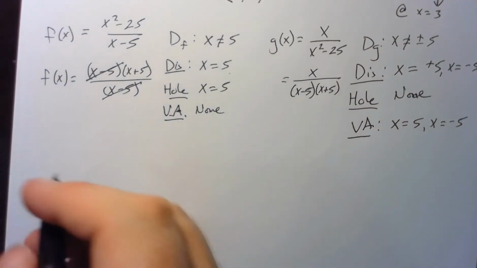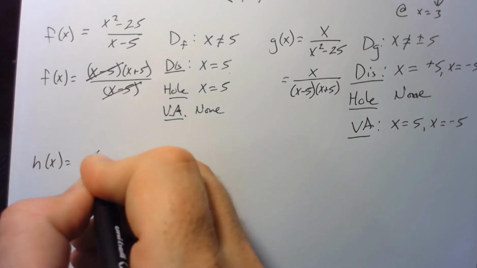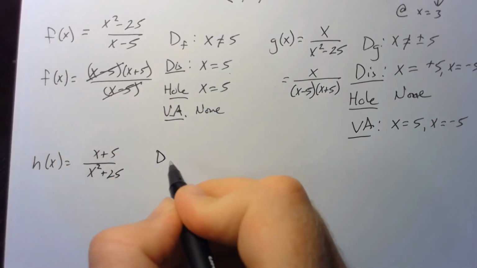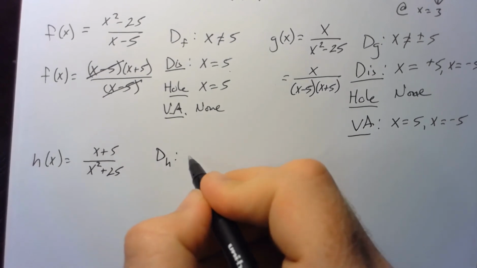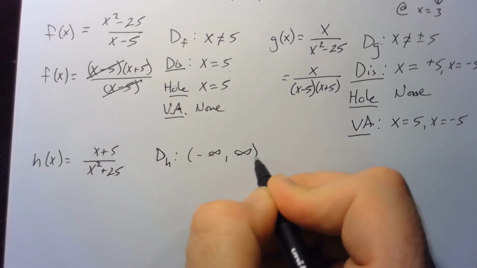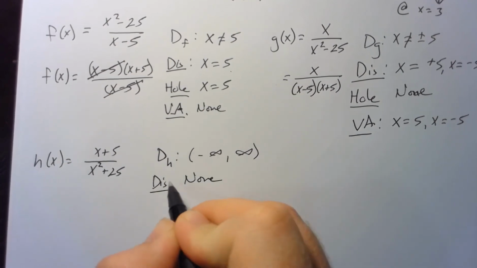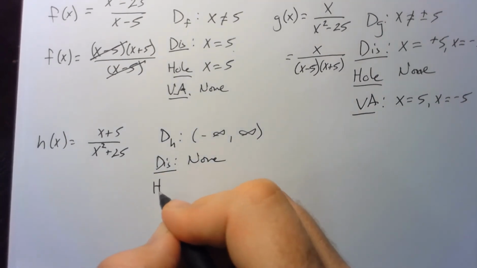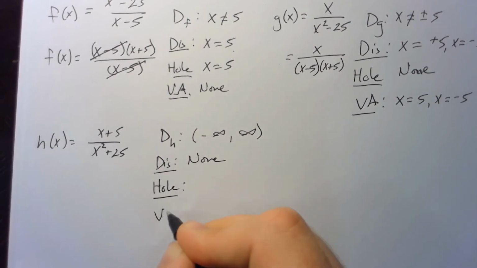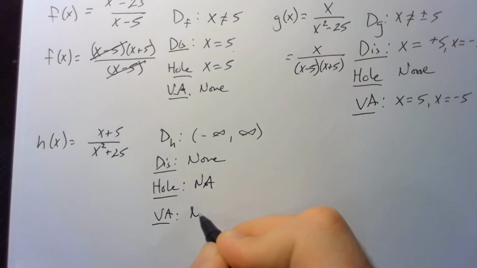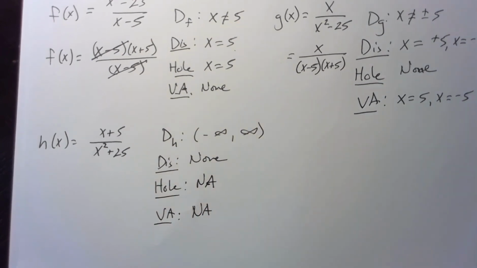The last function we looked at was h of x equals x plus 5 over x squared plus 25. And it's important to note that this particular function didn't have any domain issues. Therefore, if it doesn't have any domain issues, it has no discontinuities. If it has no discontinuities, then there can't be any locations where it's going to create a hole, and there aren't going to be any locations where there's going to be a vertical asymptote. So again, I'm going to write NA for a couple of these. NA is acceptable, none is generally acceptable.